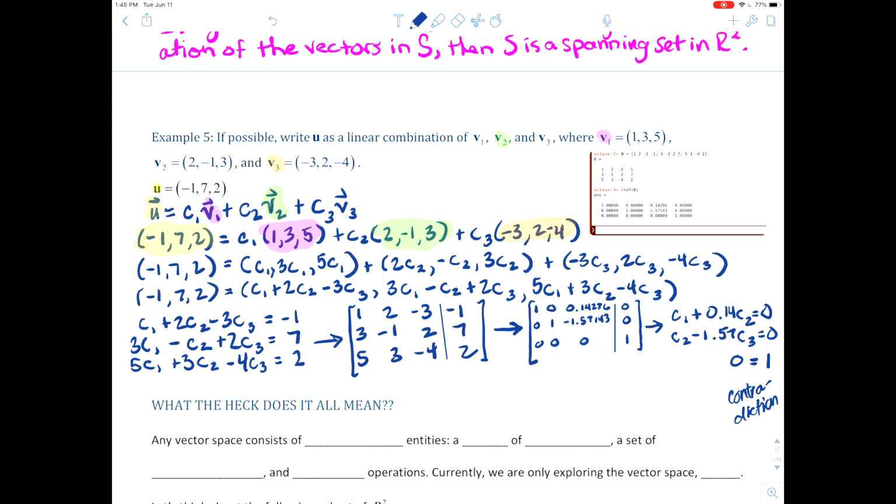And so now, instead of just saying no solution, what we need to do is answer the question. It's not possible to write U as a linear combination of V1, V2, and V3. Cool, cool?